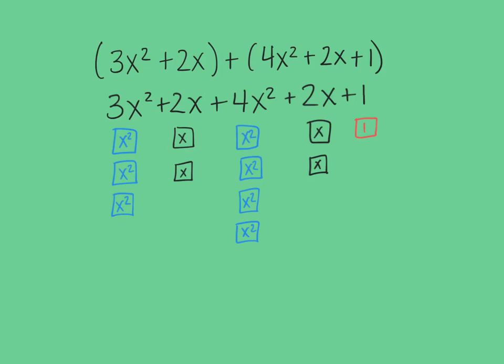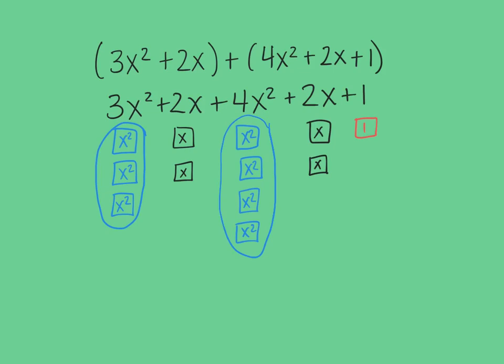Now let's combine whatever is in common. So here we have 3 x squareds. I'm going to look for other x squareds. It is really important that it has to be an x squared. If it's just an x, we cannot combine it. That is something different. It needs to be an x squared. So I have 3 x squareds here. I also see that I have 4 x squareds here. So this is what I can combine together.